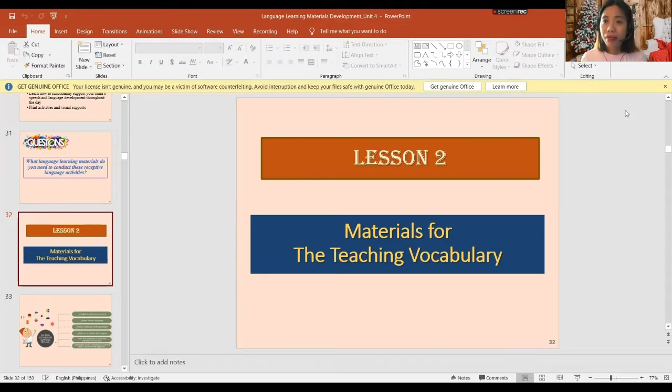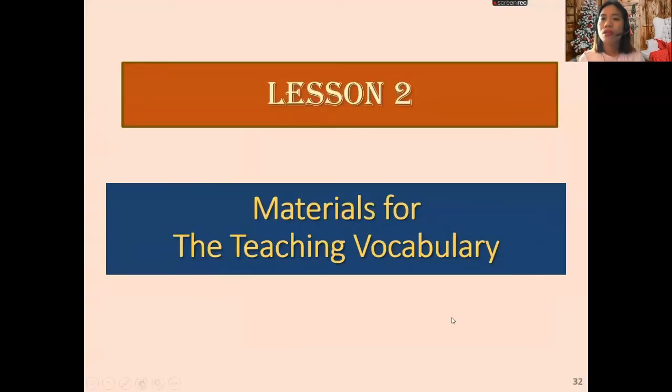So maraming mga sources. We have so many sources on how we teach vocabulary to our learners. And sa atin ang case, how did we learn vocabulary when we were younger? So let's take a look in depth now at the materials for the teaching of vocabulary.